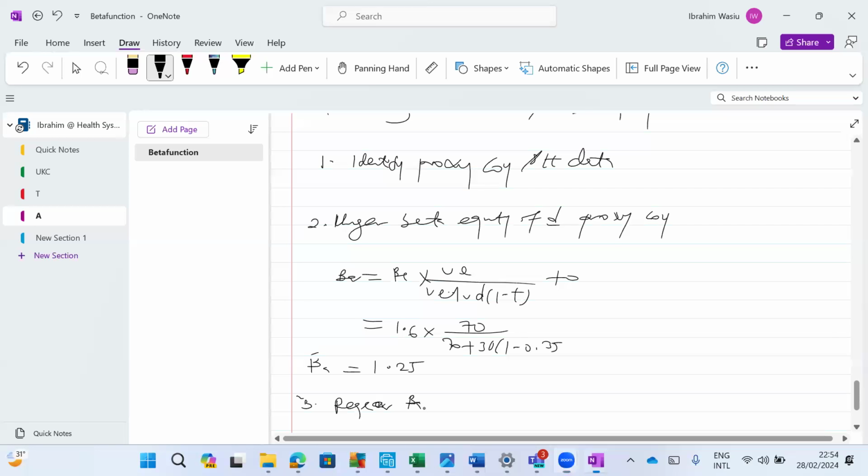Okay. So still we use the beta asset of the proxy companies.